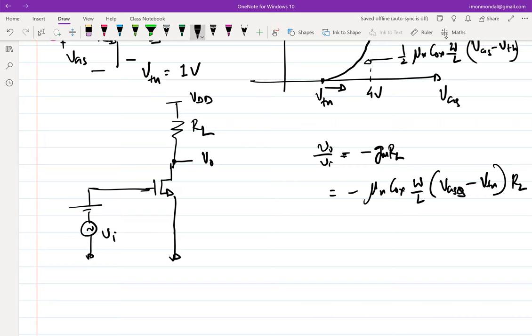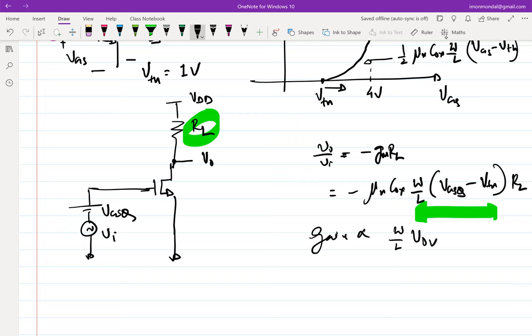So what are your design parameters? Let's assume that RL is given. Mu and Cox you cannot change. What are your design parameters? W over L and VGS, VGSQ rather, where you biased it at. Threshold voltage to a large extent is also not in your control. So these are the two things you can play with. And VGSQ minus VTH, we call it overdrive. So essentially in this particular architecture, gain is proportional to W by L times the overdrive voltage. Everything else you cannot change, which is either fixed by the device or given by the specifications.